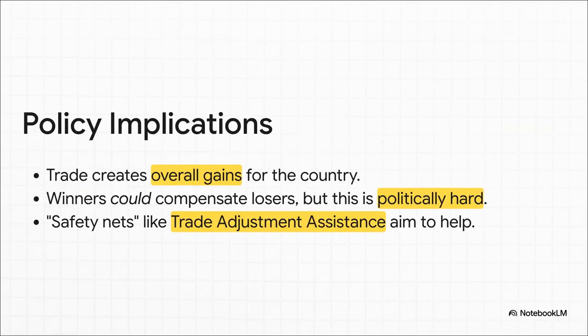So where does all this leave us when it comes to policy? Well, the model confirms that trade does create overall gains. The country's economic pie gets bigger. So in theory, the winners could give a slice of their new earnings to the losers, and everyone would still end up better off. The problem is, in practice, that kind of redistribution is politically messy and almost never happens perfectly. And that's exactly why governments create safety net programs, like trade adjustment assistance, to try and help the workers who are most negatively affected.